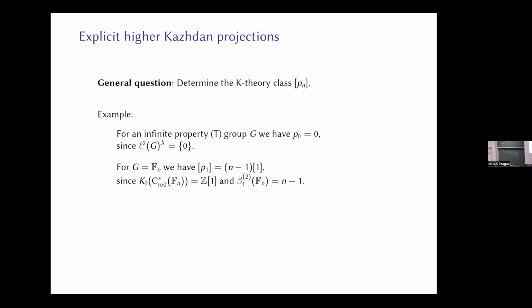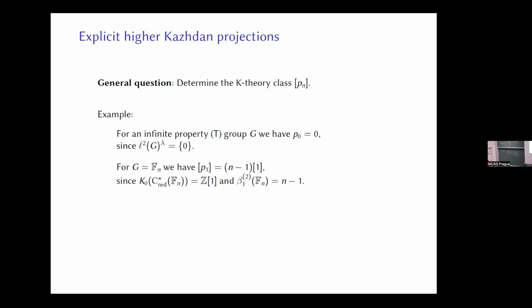So the next example is to take a free group on n generators. We know that K0 of C* reduced of the free group is Z, generated by the class of 1. So this means that our projection is just a multiple of 1. What can we say more? Well, we can look at the first L²-Betti number of the free group. For the free group on n generators, the first L²-Betti number is n minus 1. So that means that the K-theory class of P1 should be n minus 1 times the class of 1. So basically that describes the coefficient in front of 1 in K-theory.